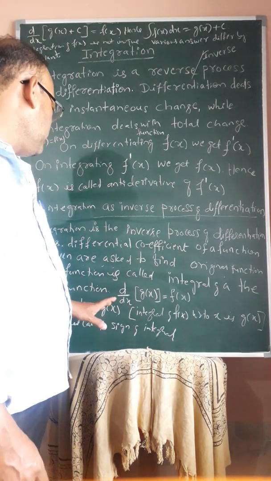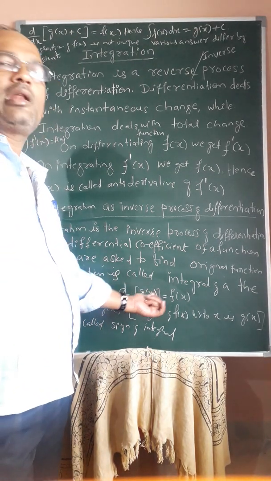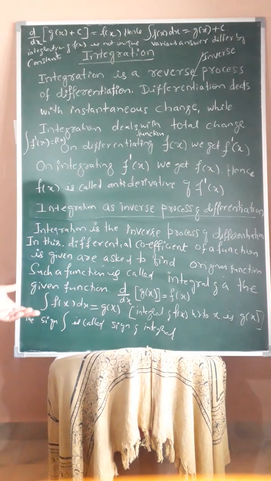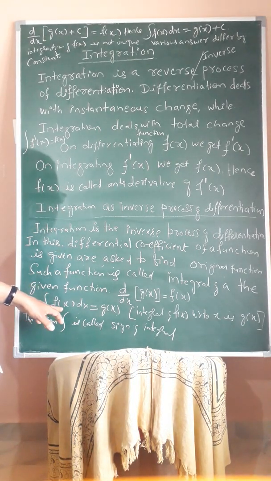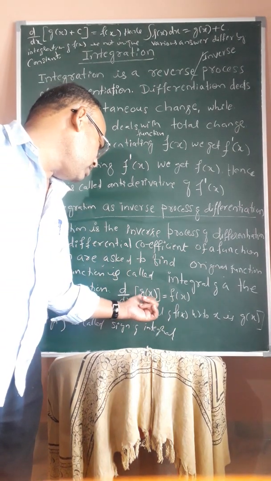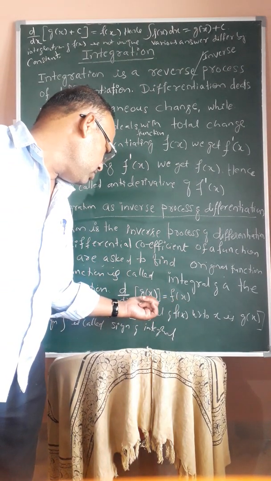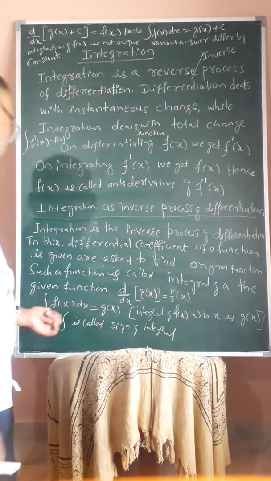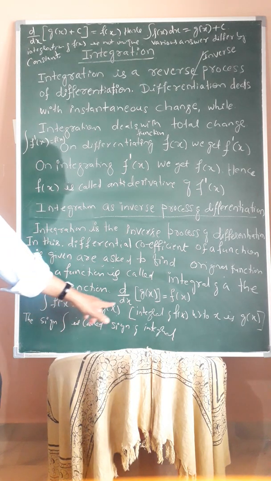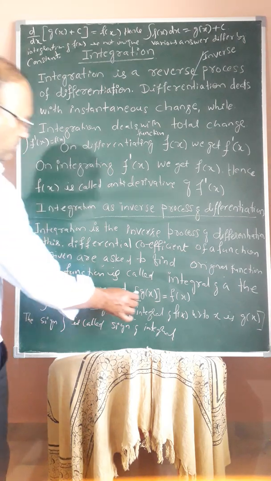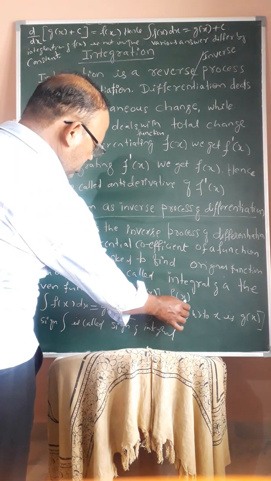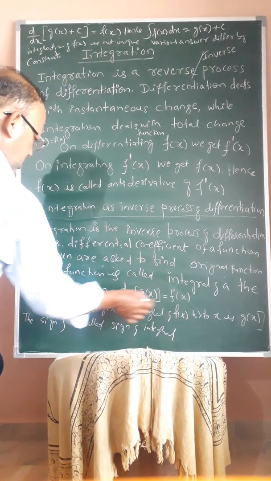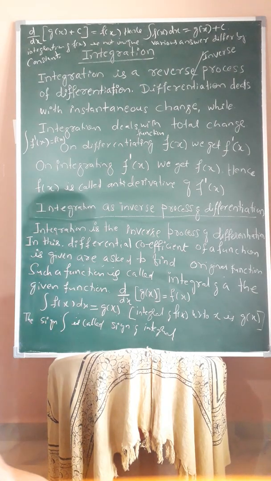For example, the derivative of some function g of x is another function, denoted by f of x. Derivative of g of x is f of x. This derivative, if you integrate again, we get the original function. Differentiation of this function is this; if you integrate that differentiated function, we get the original function only.